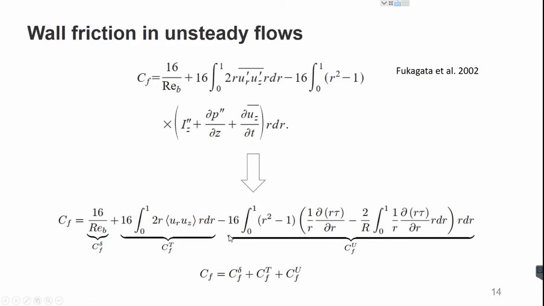Now, the second term is the turbulent contribution, and the turbulent contribution is dependent on the mean Reynolds shear stress, which is a function of time and is a function of the wall normal direction or the radial direction. Okay, and this is in integral form. And the third term is the unsteady contribution, and we can see that the unsteady contribution is dependent on the radius, of course, but is also dependent on tau. And tau is the total shear stress.